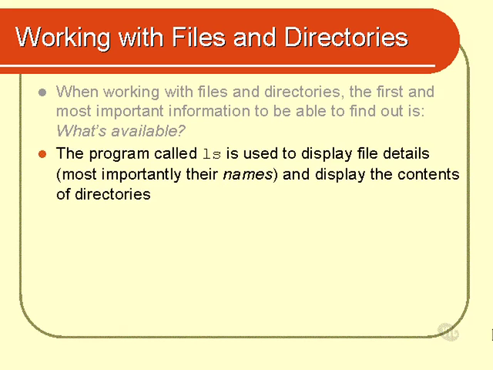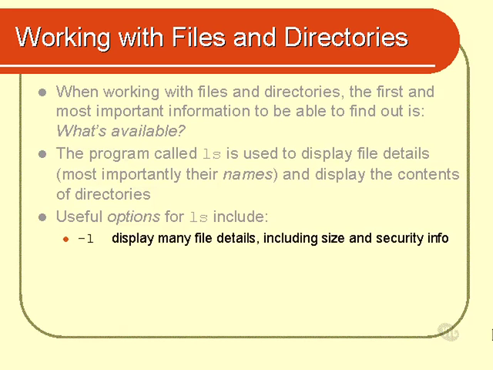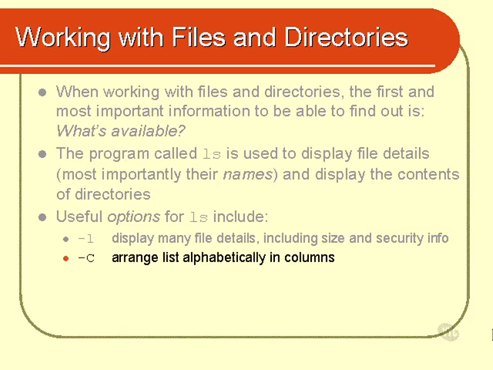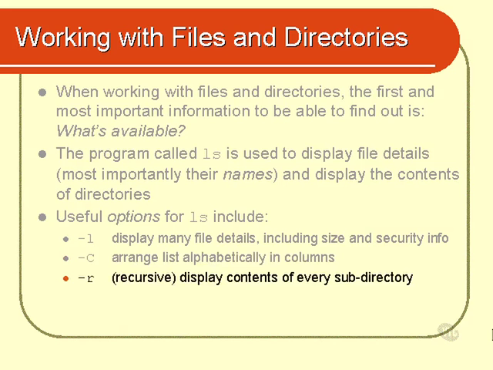Let's look at some other options for ls. There is an option called -l, display many file details including size and security information. We'll just look at a few of the other options before we go and experiment with those. -C, that's an uppercase C there, and it does make a difference whether you use uppercase or lowercase. Arrange the list alphabetically in columns. Okay, we'll have a look at that in a minute. And -R, recursive, display the contents of every subdirectory if there are any. Alright, well let's go and have a look at those 3 options.